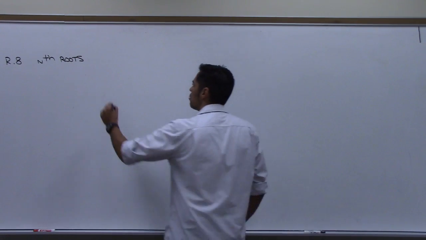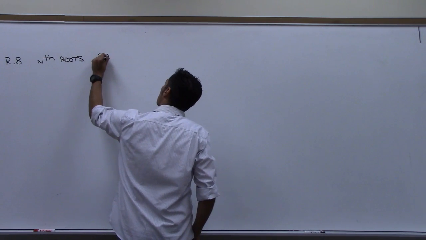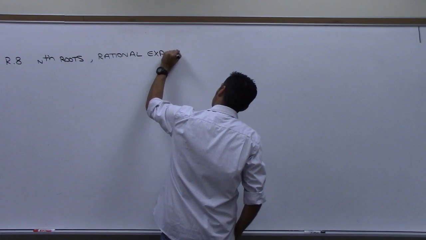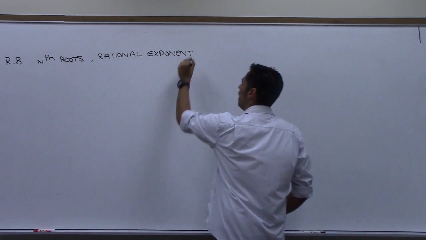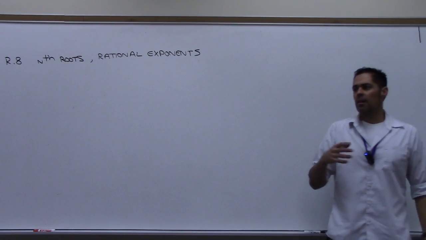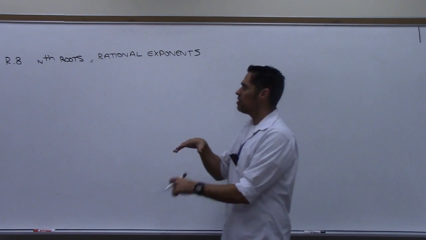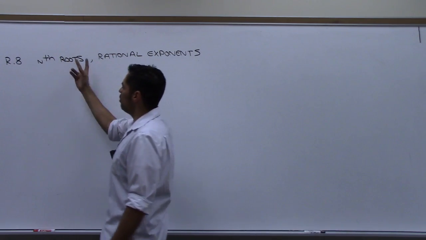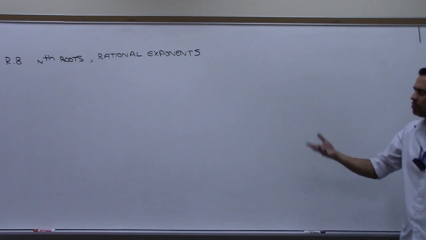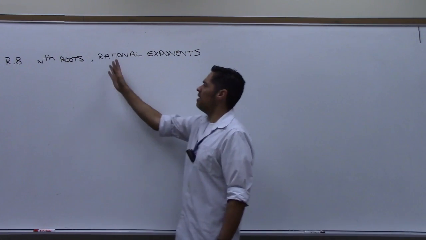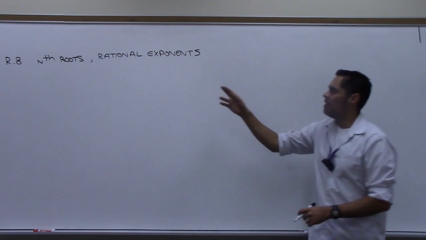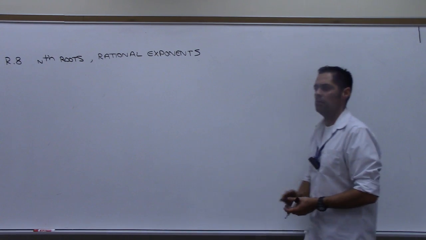Nth roots and then rational exponents. R7 was rational expressions, right? And that was expressions involving ratios. This is nth roots, so like square roots, cube roots, fourth roots, fifth roots, sixth roots, whatever. And then how that's connected to exponents. Exponents are powers that are fractions, rational.